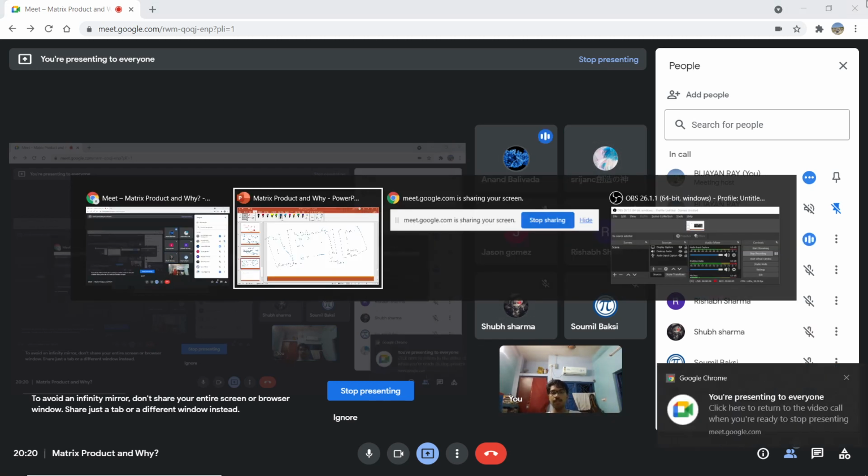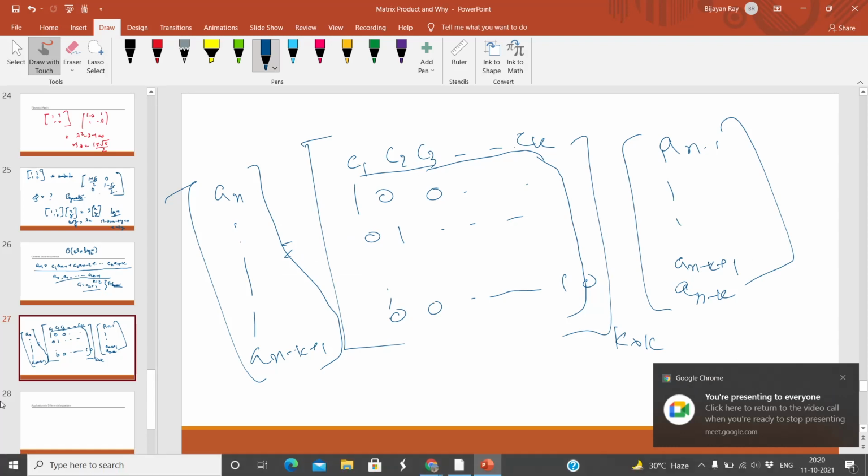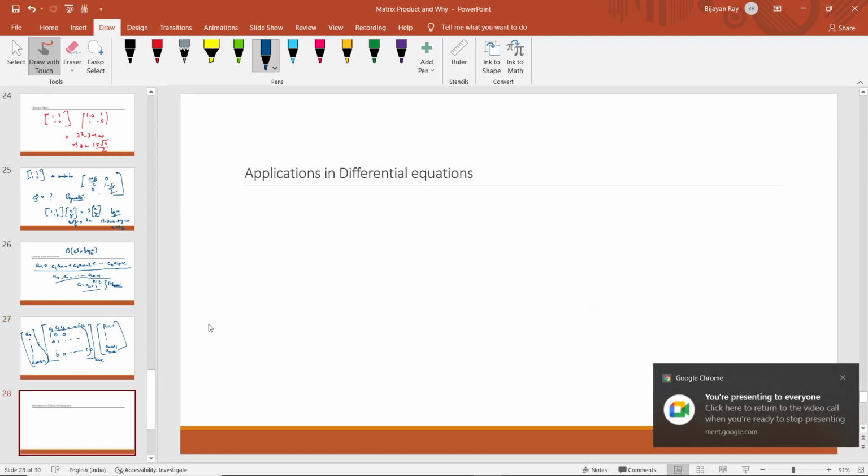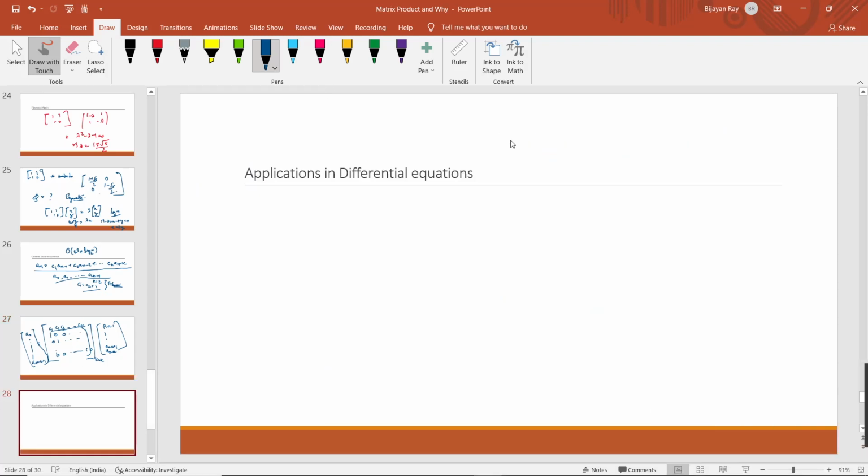Okay, thanks. So now an interesting application is solving a system of differential equations. We have all solved simple differential equations, like y prime equal to y. So this is all what we have studied, right? It would be some exponential, it's simple.